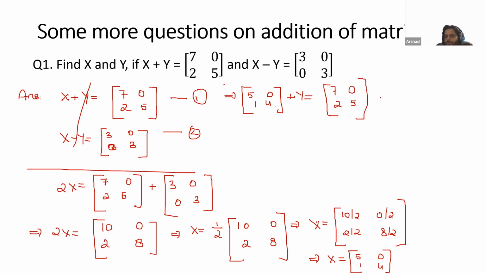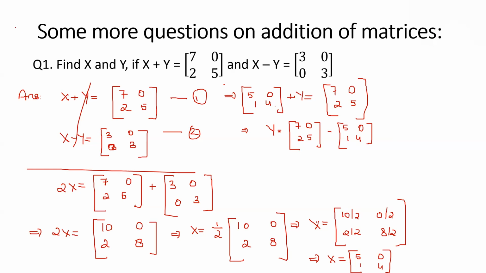Now, how can you find the value of y? You need to shift this matrix to the right side, so this will become negative. So you will get y is equal to 7025 minus 5014. Okay, Fahd, now please try this one. So the answer is 2011. Very good, Fahd. This is correct.